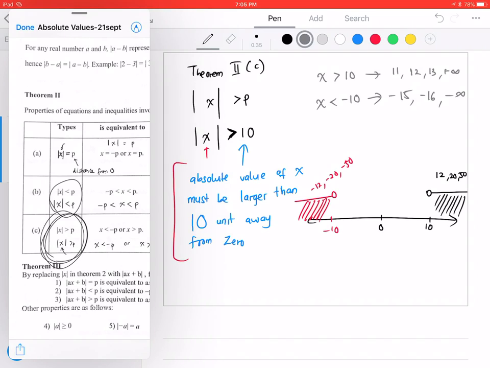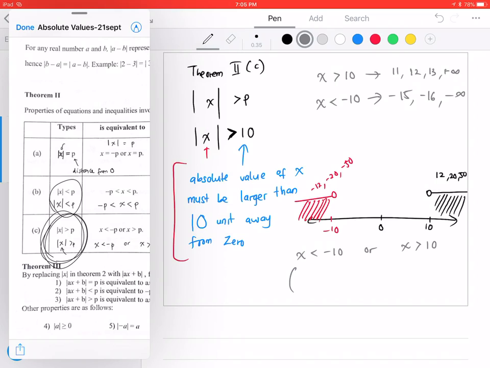So how do you write it in inequality form? You write it like this: x could be lesser than negative 10, or x could be larger than positive 10.